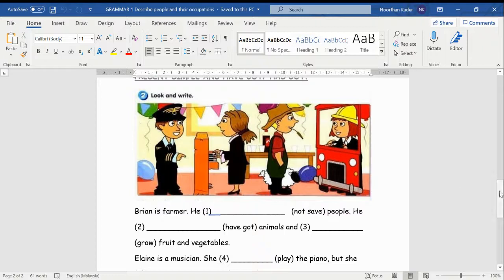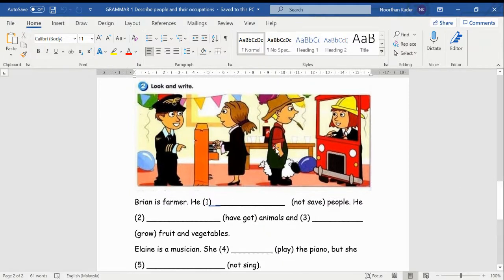But we are actually going to describe Brian first. So the third picture will be the one we'll be describing first. Then we'll describe picture number 2, Elaine. Then picture number 3, Mike. Then picture number 4, Pat. So we will write descriptions about Brian, Elaine, Mike, then Pat.